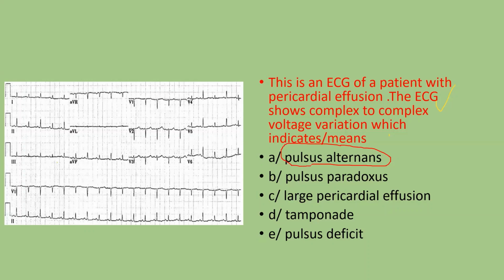Pulsus alternans is a clinical sign of severe LV dysfunction. Why not pulsus paradoxus? Pulsus paradoxus is also a clinical sign of tamponade. Is it a blood pressure drop during inspiration in a patient with tamponade? Exactly. So what is this sign called? Electrical alternans, which indicates a large pericardial effusion. Great.